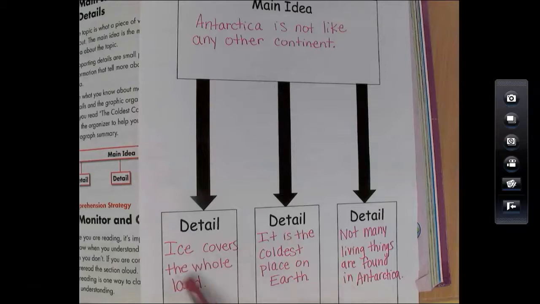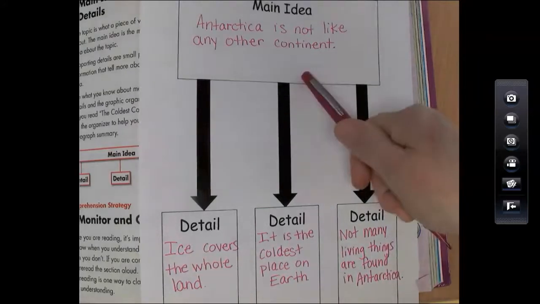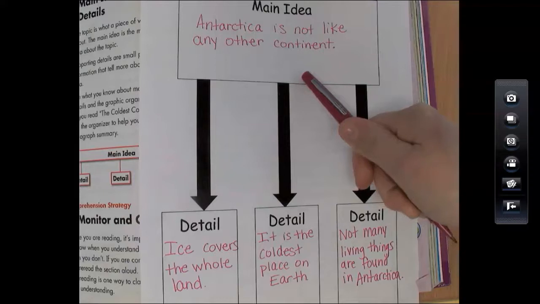Ice covers the whole land. Yeah, I don't think there's any other continent where ice covers the entire land. It is the coldest place on Earth. Yeah, that makes Antarctica unique. And not many living things are found in Antarctica. Boys and girls, all three of those details relate back to my main idea. Antarctica is not like any other continent.